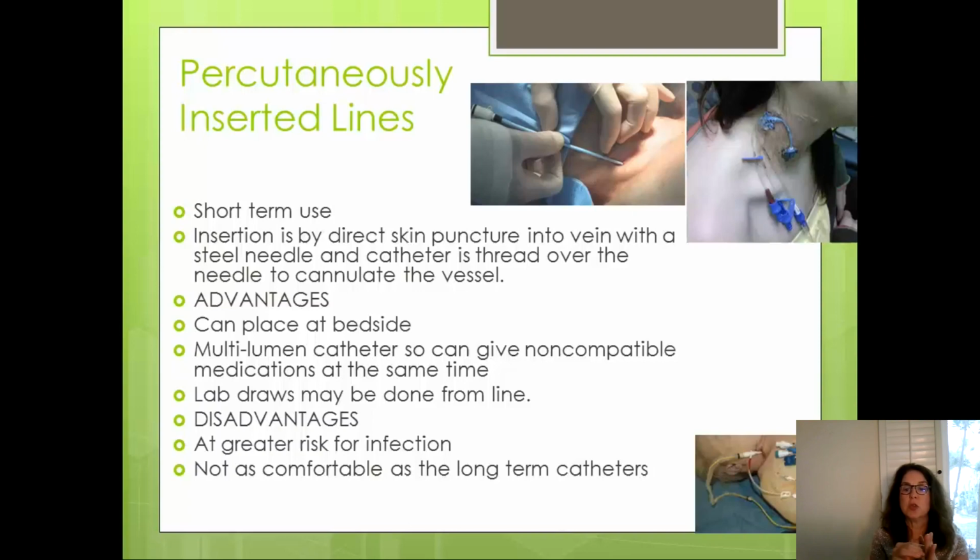That's the Cordis introducer. So that line was put in with a needle in it, as you see in the upper picture here, upon initial insertion. Then the yellow line coming out of that has a rubber stopper in it, and they funnel that long yellow line through there. These are for short-term use. Insertion is by direct skin puncture into a vein with a steel needle. So I've got the plastic soft catheter. As you can see, it's curved, it's soft in the right picture over there with the triple lumen coming off of it. But a stiff steel needle goes into it. The catheter is threaded over the needle and cannulated into the vessel.